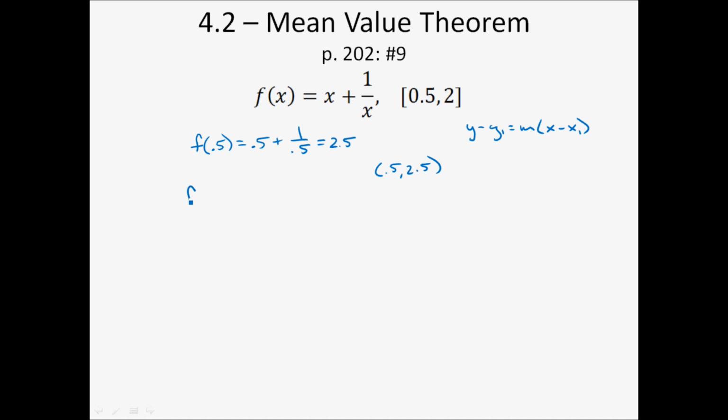Now let's figure out the other endpoint. So f of 2. The x-coordinate is 2. Let's figure out what the y-coordinate is. 2 plus 1 over 2. Hopefully you can see, once again, 2.5. Hopefully now you can see what I was talking about when I said we're not actually going to use this, because this line is totally horizontal, going from (0.5, 2.5) to (2, 2.5). So it's a totally horizontal line. You've heard me say this before, y lies, x flies.